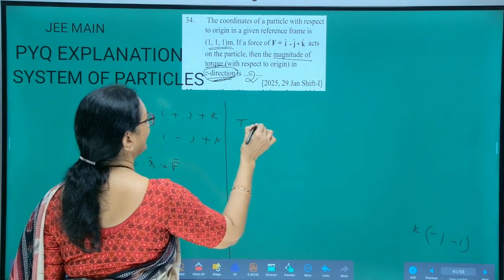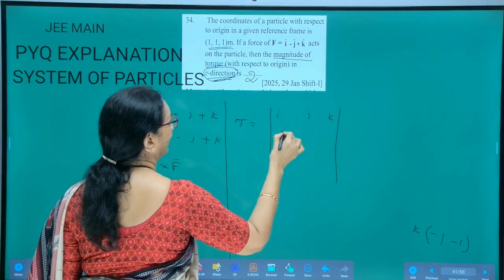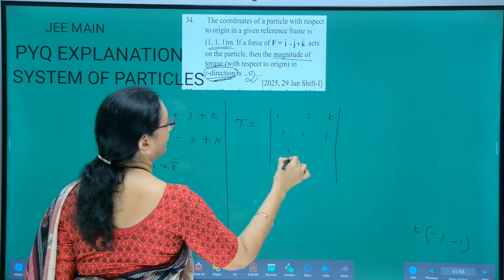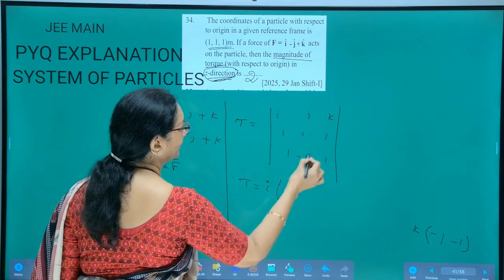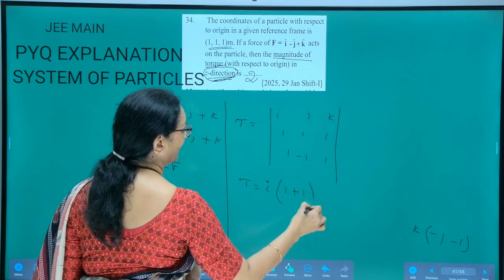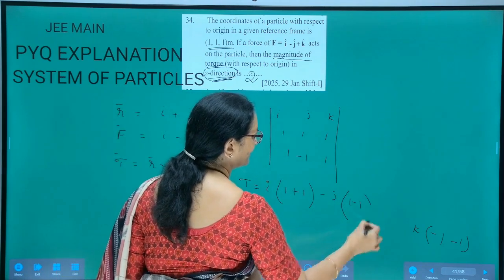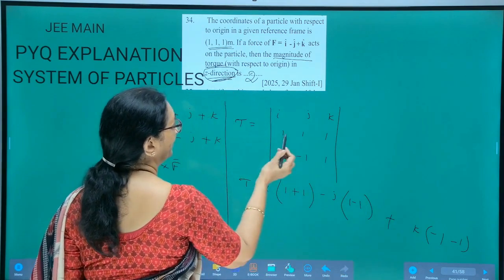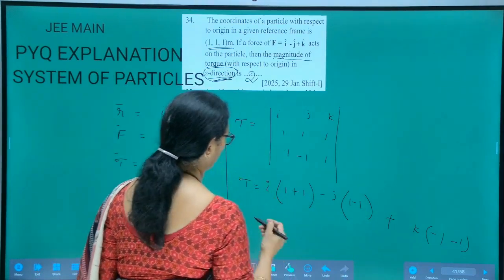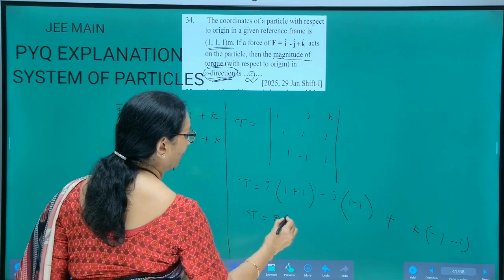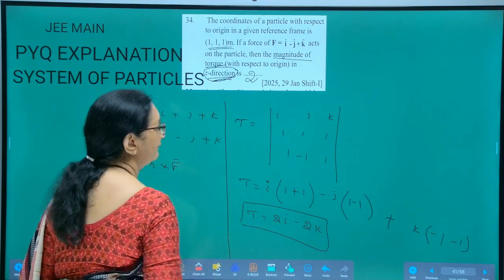So, torque is equal to the determinant of i, j, k; 1, 1, 1; 1, minus 1, 1. So, torque is equal to i bar into (1 into 1 minus of minus 1), minus j into (1 into 1 minus 1), plus k bar into (minus 1 minus 1). So, minus 2. So, torque is equal to 2i, 1 minus 1 is 0, minus 2k. That is the expression for the torque we got.